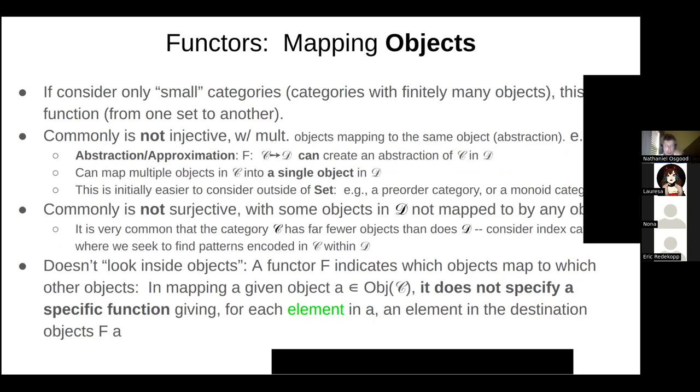And just remember, commonly mapping objects is not injective. We can map many objects onto the same one. That's part of this coarse graining. It's not surjective. There are typically many other objects there. We're kind of embedding it, finding a piece of this target category.